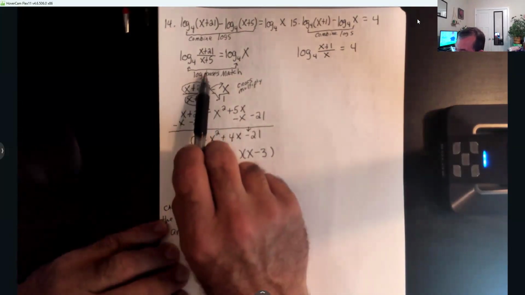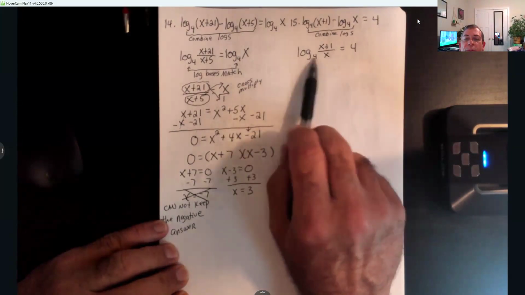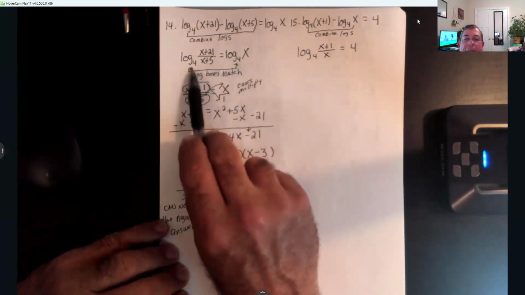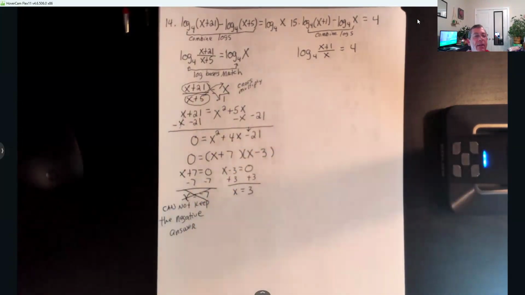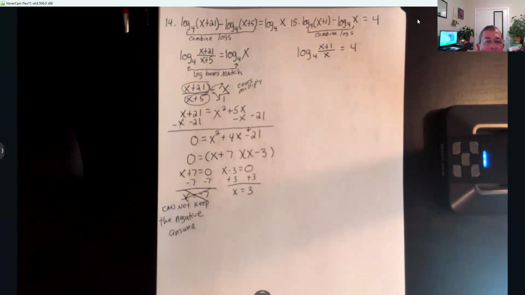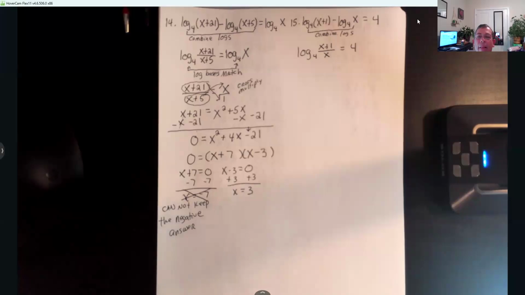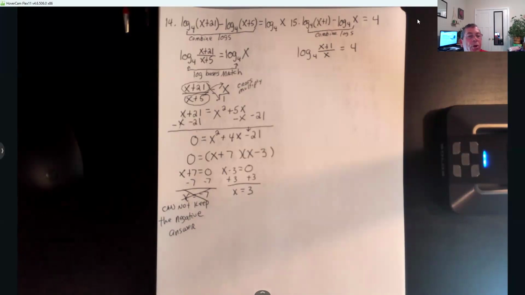Oh, but y'all look here. I don't have log bases on both sides. Okay, I can't get this situation. So since I don't have log bases on both sides, what's my next step then? Oh, good. You rewrote it.